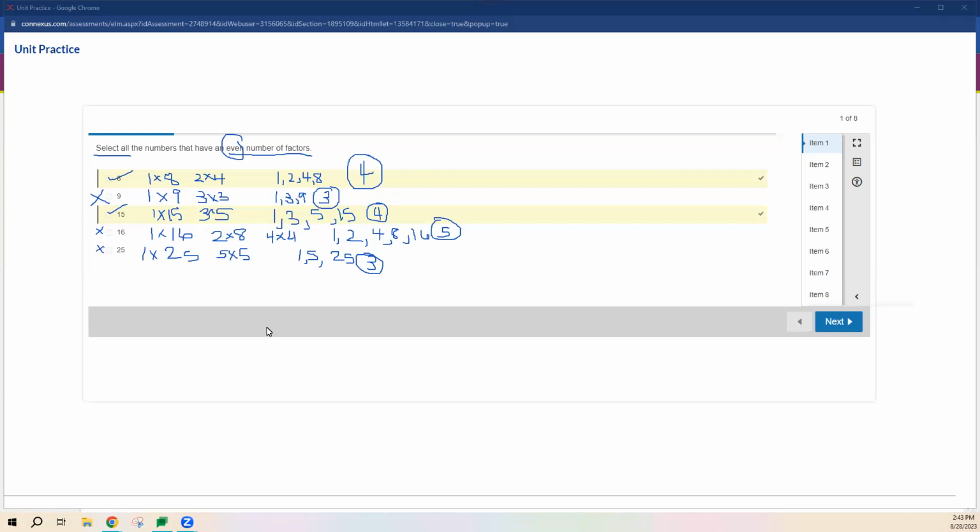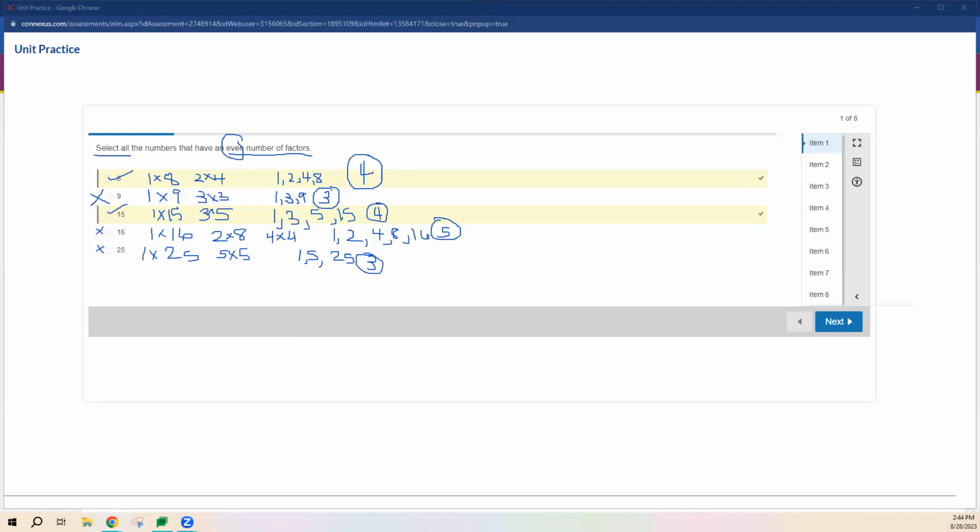Now, really quickly, I want you to stop and look at the question again. Okay, it is asking us to select all the numbers that have an even number of factors. And there would have been a really easy way to do this if you know this rule. I did mention it in one of my videos where I'm talking about factor rainbows, but I want you to see if you can notice it. What is similar about 9, 16, and 25?